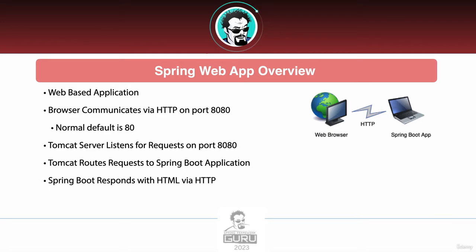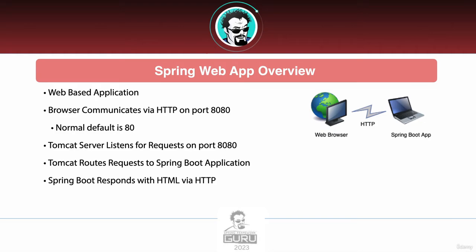Normally the default is 80. Here, traditionally Java applications will start up on 8080. That's a long time standard for Java application servers. And Spring Boot does have an embedded Tomcat server, and it is going to, by default, listen on 8080. What happens is Tomcat listens on 8080 and then routes the request to the Spring Boot application.